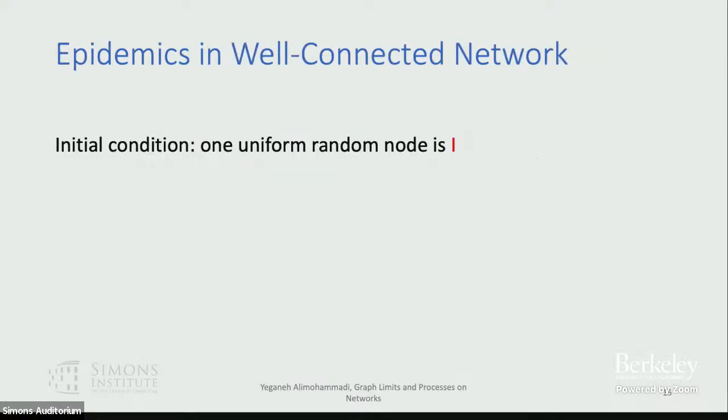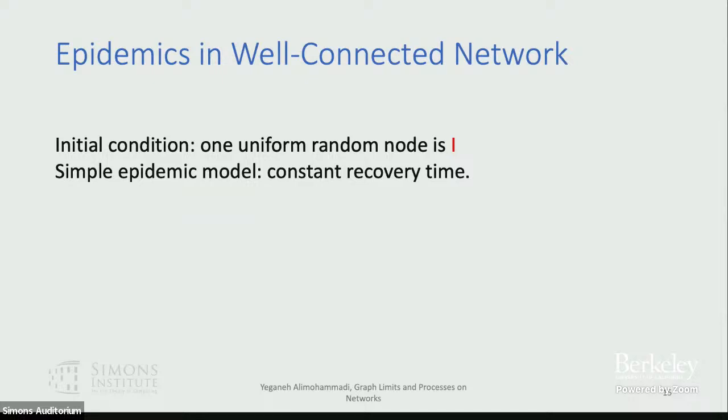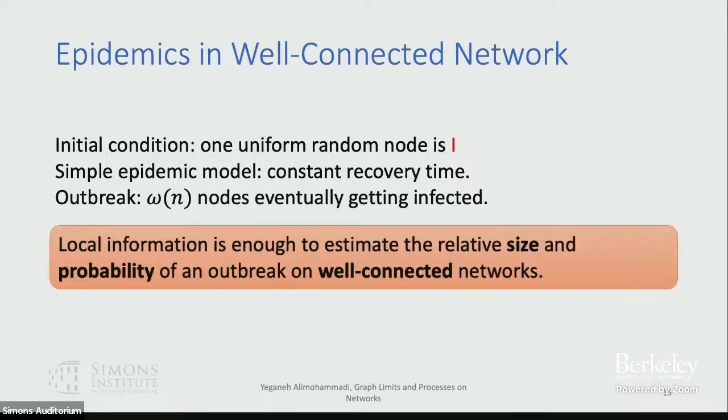So here, we assume that the network is well connected enough, and if I simplify the random process of the infection a little bit, I can still estimate the relative size and the probability of an outbreak with local samples. So here I'm assuming a simple epidemic model, meaning that the recovery time is a constant.